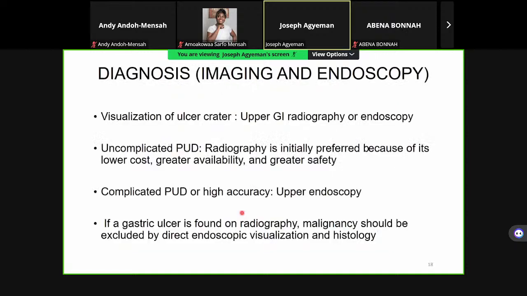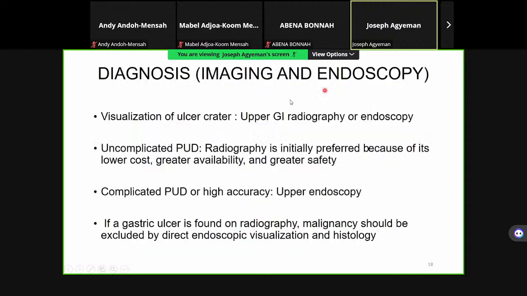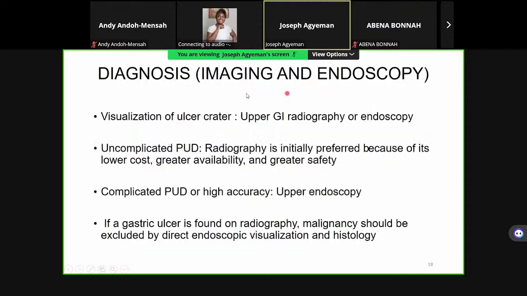Then you can also do imaging, or of course, the endoscopy itself. With this, you can actually see the wound in the stomach or the duodenum to confirm the presence of the ulcer itself. Here, we are looking at being able to detect this agent, H. pylori, as the possible cause.